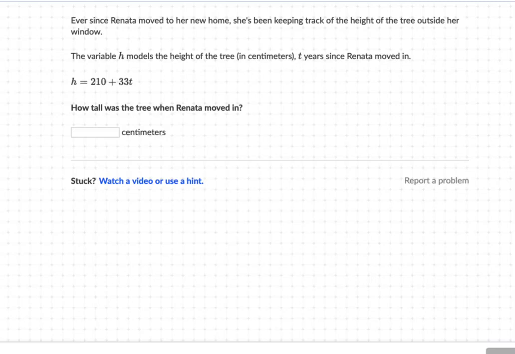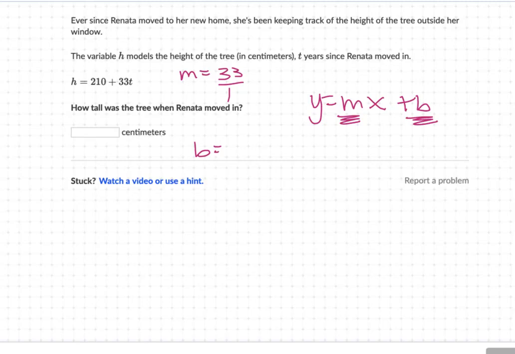Okay, so we have y equals mx plus b, our favorite equation. We're either looking for slope or y-intercept in this problem. Here our slope, it's reversed. So our slope is 33. I'm just going to go ahead and put a 1 underneath it because we already know that we're probably going to use that if we use slope. Our y-intercept is 210. Let me read the question again. How tall was the tree when Renata moved in? So we want to think to ourselves, is this question asking us for the change or the beginning or start point? If you said that we're looking for the start, you are correct, okay?